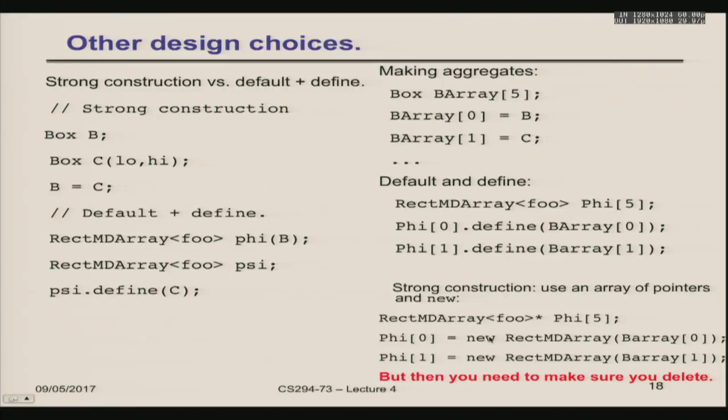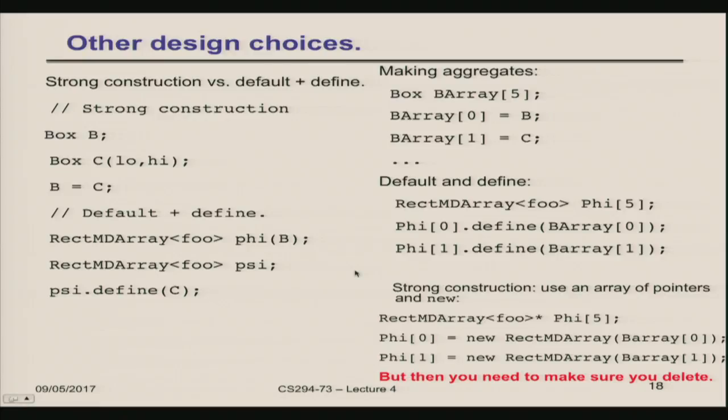So now you come down here, and now you have to finish defining it. Phi of 0, define B array of 0. So you'd have an array of boxes, and you would call phi define with those boxes. What's the alternative? The alternative is to use an array of pointers.